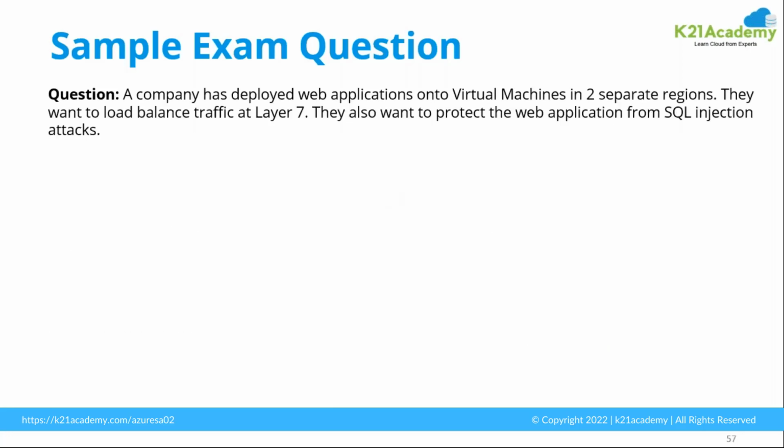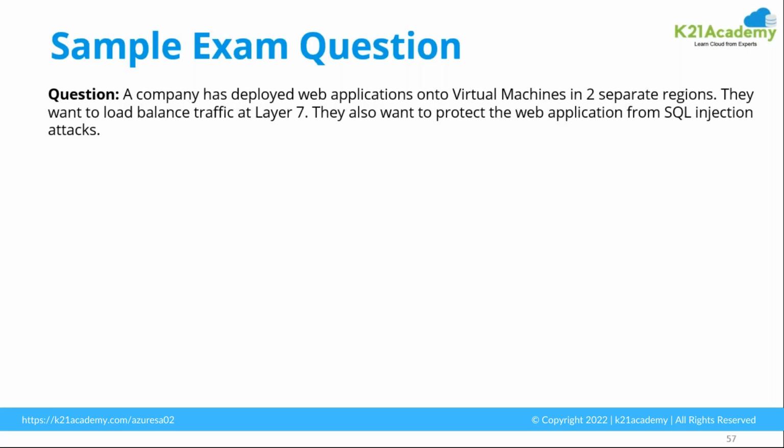Now another question. A company has deployed a web application onto Azure virtual machines in two separate regions. Now here there are two web applications available on machines in two separate regions, and they want to load balance their traffic at layer 7. Now guys, layer 7 load balancer, what is it? And they also want to protect the web application from SQL injection.